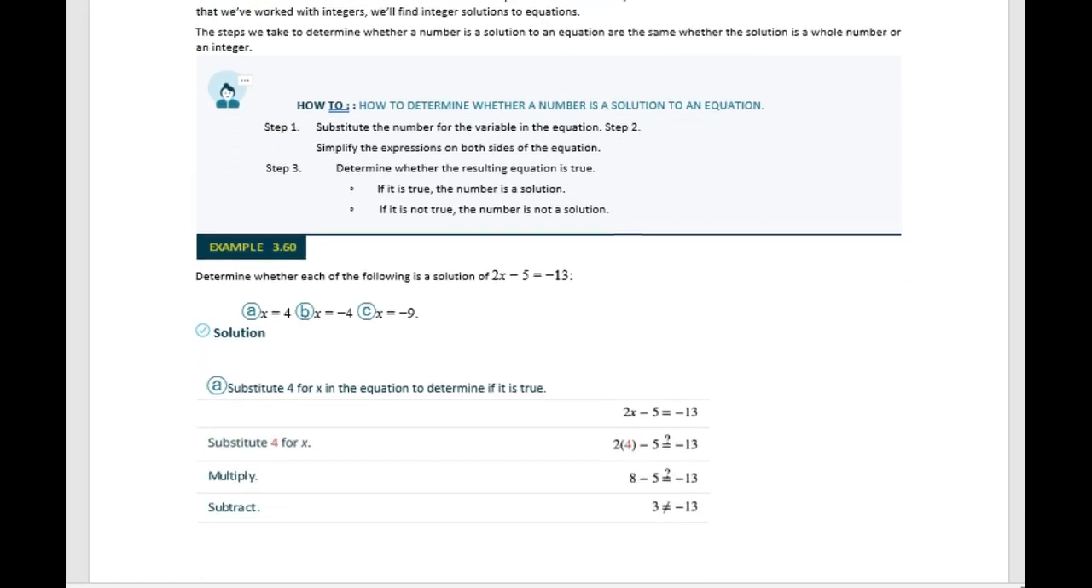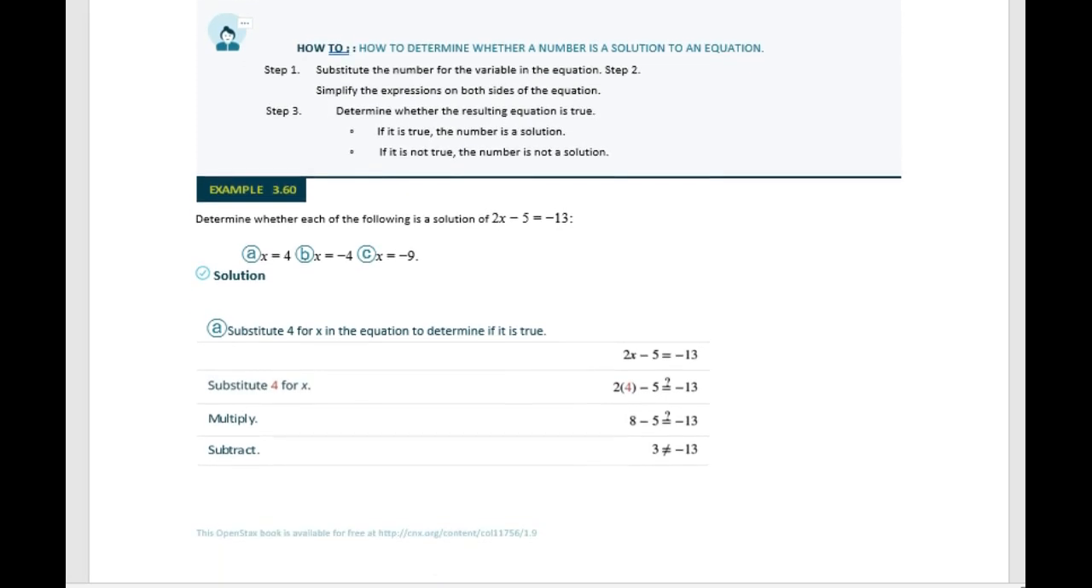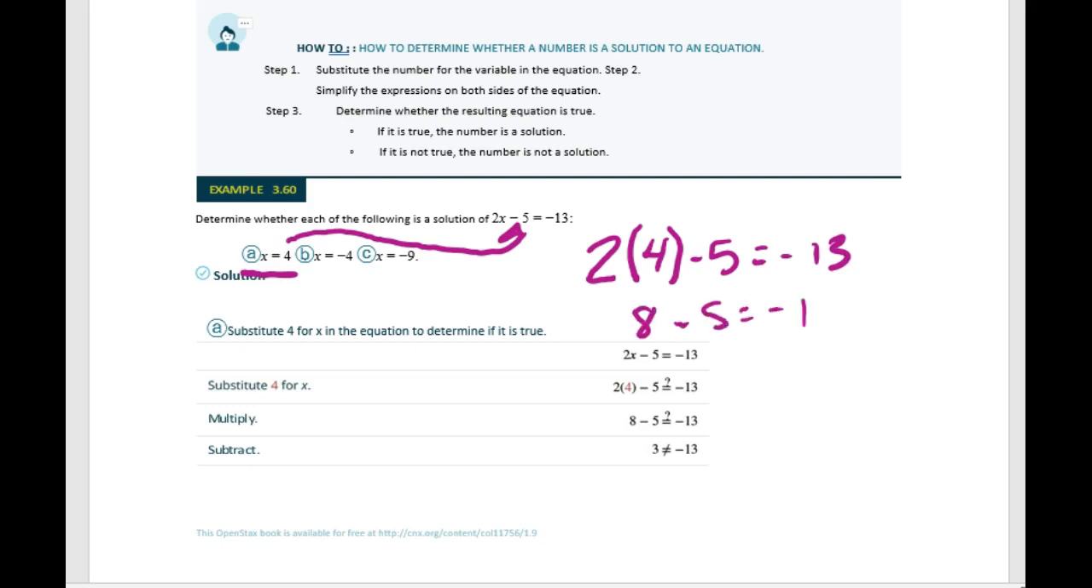This first example is: determine whether each of the following is a solution to 2x minus 5 equals negative 13. Let's look at part A. So x equals 4. I want to plug it in wherever I see an x. So I'll have 2(4), and we always use parentheses when substituting, minus 5 equals negative 13. So 2 times 4 is 8, minus 5 equals negative 13. Simplify: 8 minus 5 is 3, is negative 13? This is not a true statement, so that is not a solution.